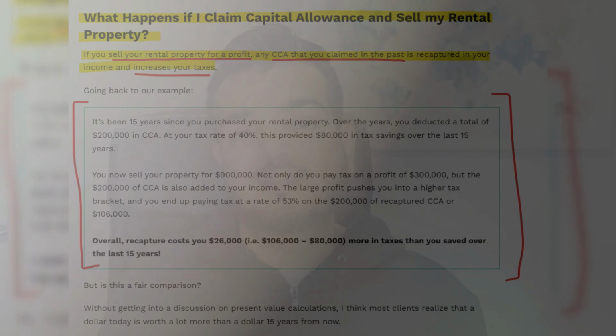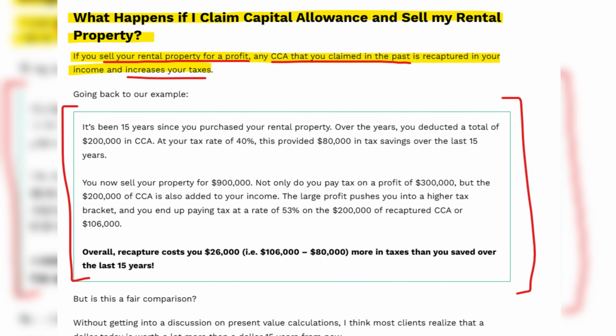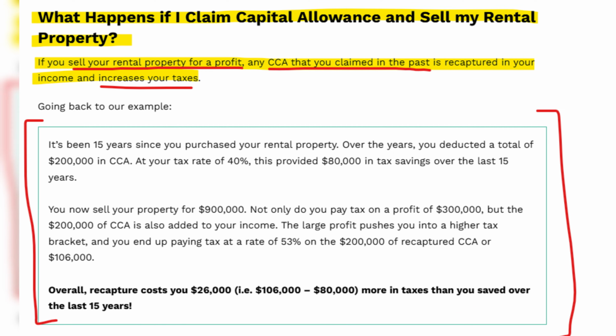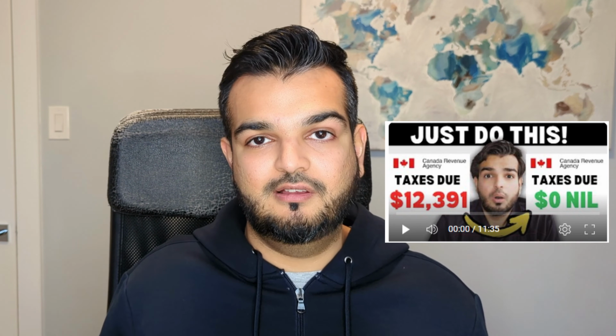So the caveat is that if you are going to claim depreciation on your property, you're effectively also reducing something called the adjusted cost base, or the ACB, of the property. Now in my other videos where you've seen me talk about ACB when it comes to the stock market, you know that when you sell your shares, the lower your ACB, the higher the capital gain. And if you don't know what I'm talking about, make sure to watch this video where I talk about capital gains tax in more detail.